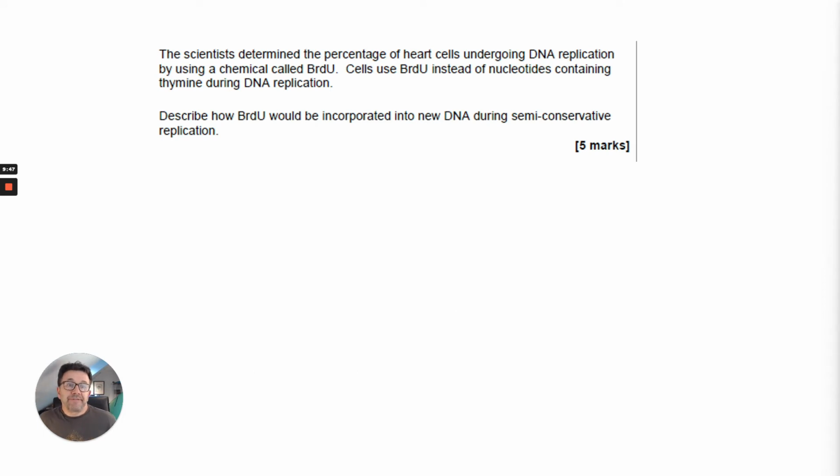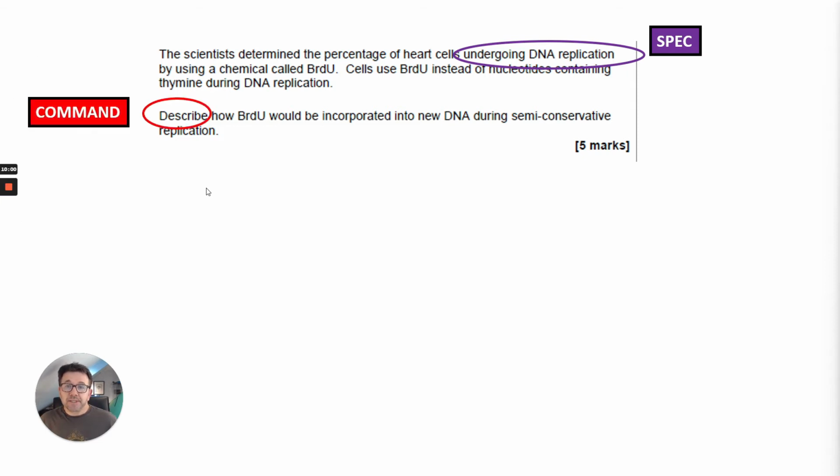Here we go. So this is a 5-mark question. Let's just do our spec check first. So spec undergoing DNA replication. So the question is about DNA replication. The command word is just describe, which is great, but it's related to BRDU. And it says, determine the percentage of heart cells undergoing DNA replication by using a chemical called BRDU.